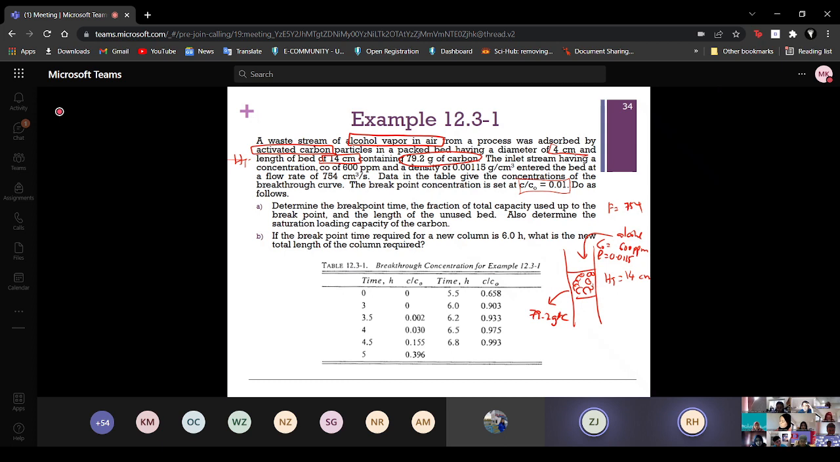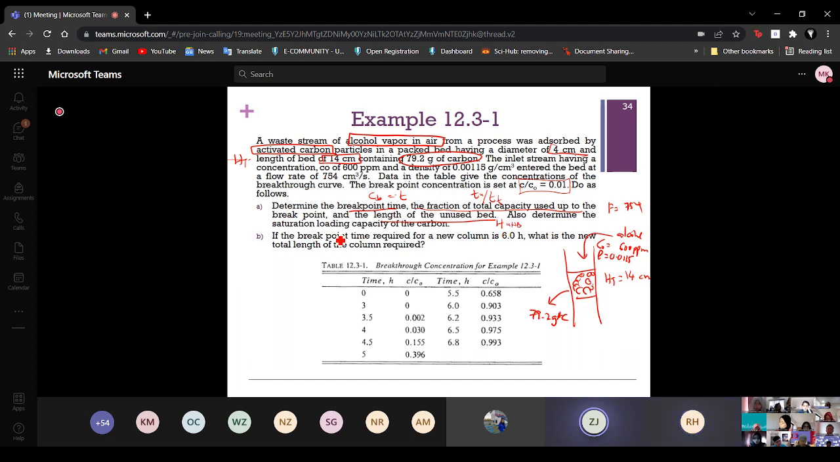So do as follows. Determine the breakpoint. First you must do the breakpoint, CB. Determine the breakpoint time. Okay, not the breakpoint value but the time. There will be a paragraph later. Then the fraction of total capacity used up to the breakpoint. This is TU divided by TT, the fraction. And the length of the unused bed, HUB.